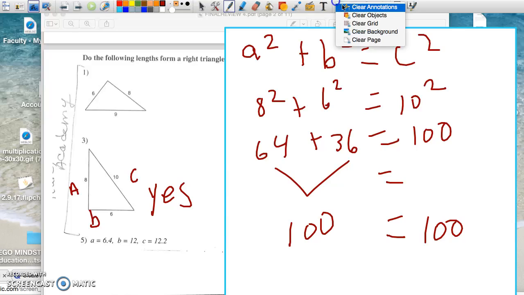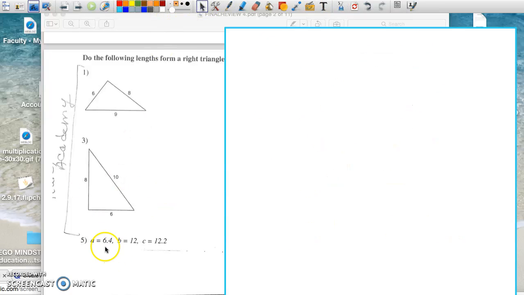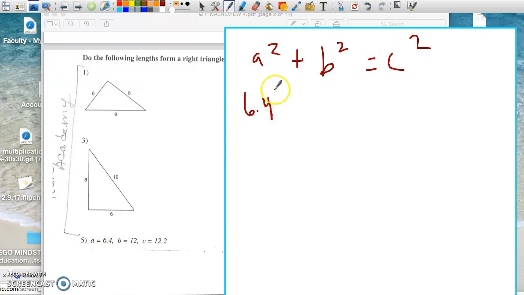Now, my last example of this is the one where you don't have a triangle at all. But do you really need a triangle? No, you don't, because you have A, you have B, you have C. So let's go ahead and set it up. Again, A squared plus B squared equals C squared. What's my A? 6.4. What's my B? 12. What's my C? 12.2.